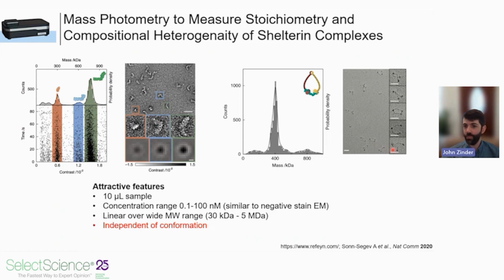And probably most importantly to me, it was entirely independent of conformation. So this particular complex they showed was very conformationally variable, and yet it showed a very sharp peak in the mass photometry experiment at the correct expected molecular weight of the complex. And so I thought that I might be able to use this technique in order to determine the stoichiometry of this, but also to get a measure of compositional heterogeneity within my sample.